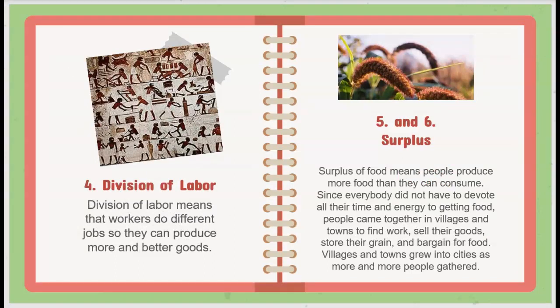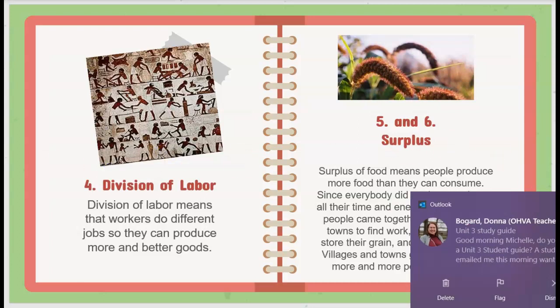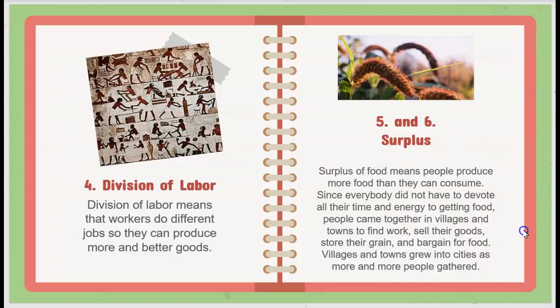Question number 4, division of labor. Division of labor means that workers do different jobs so they can produce more and better goods. And then questions 5 and 6, surplus. Surplus of food means people produce more food than they can consume. Since everybody did not have to devote all their time and energy to getting food, people came together in villages and towns to find work, sell their goods, store their grain, and bargain for food. Villages and towns grew into cities as more and more people gathered.